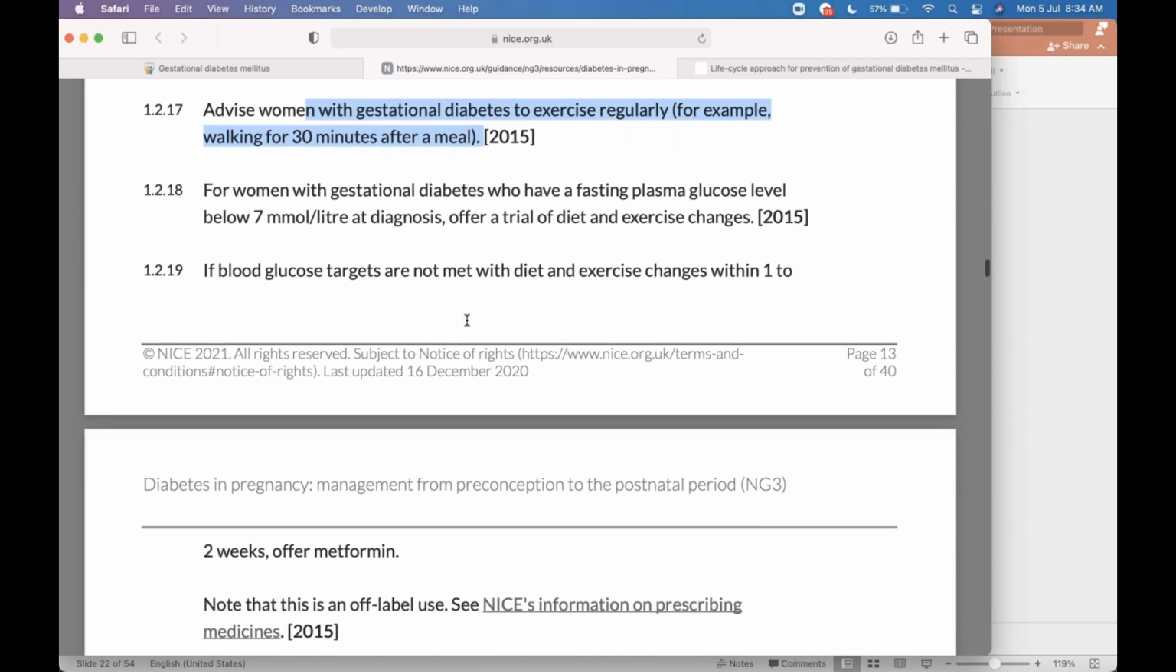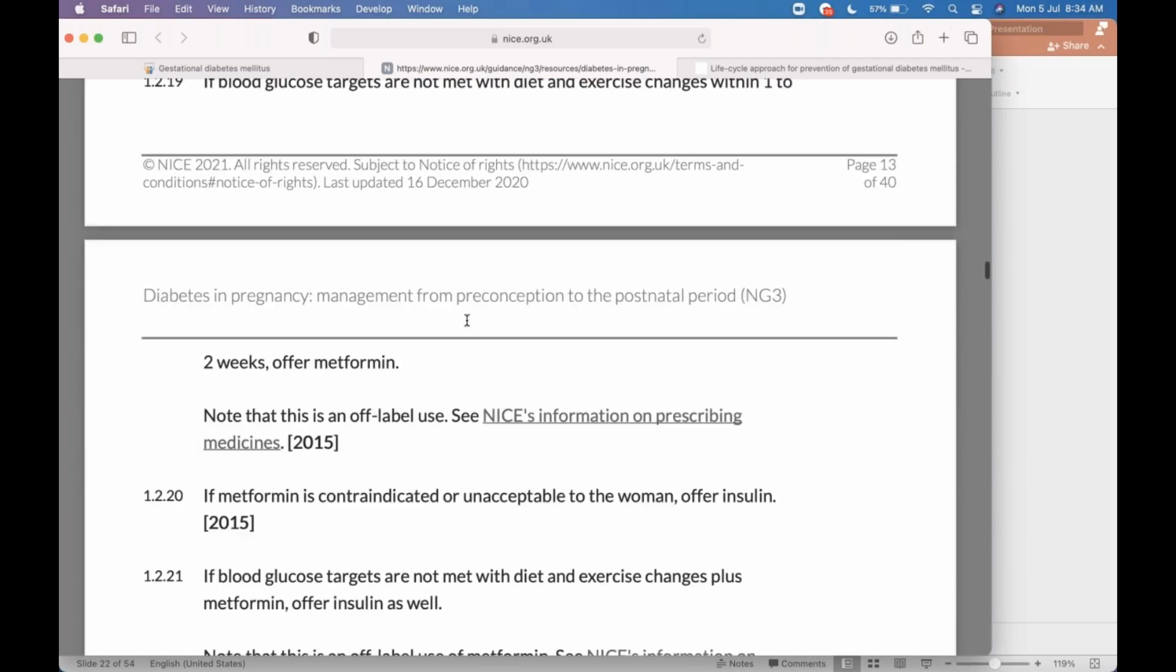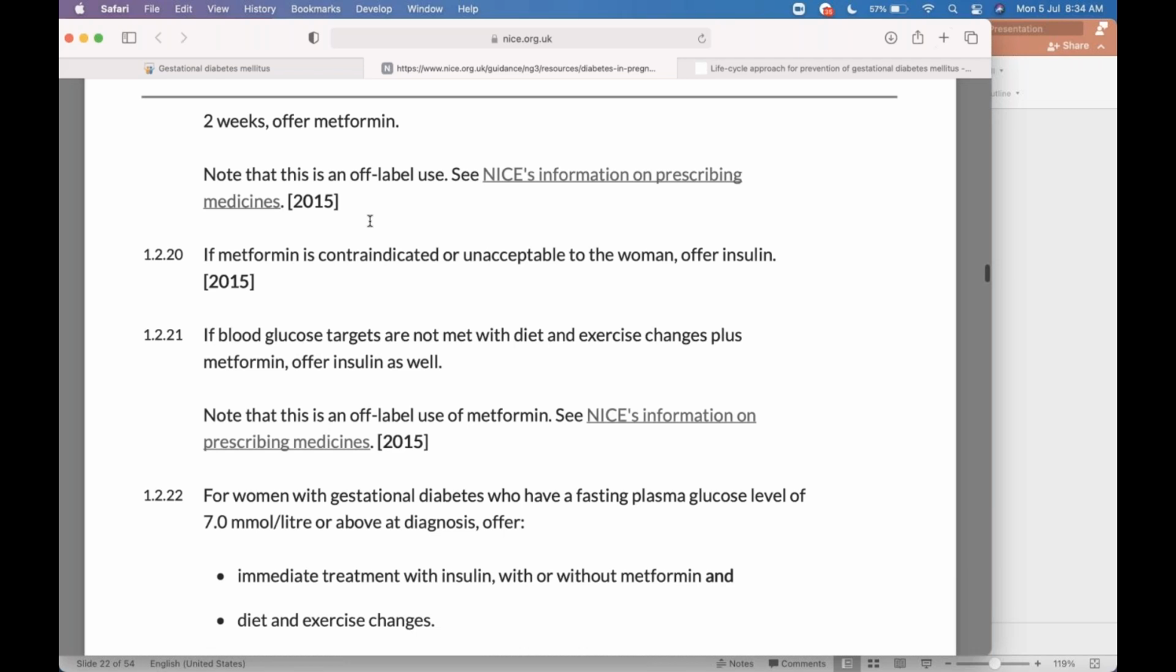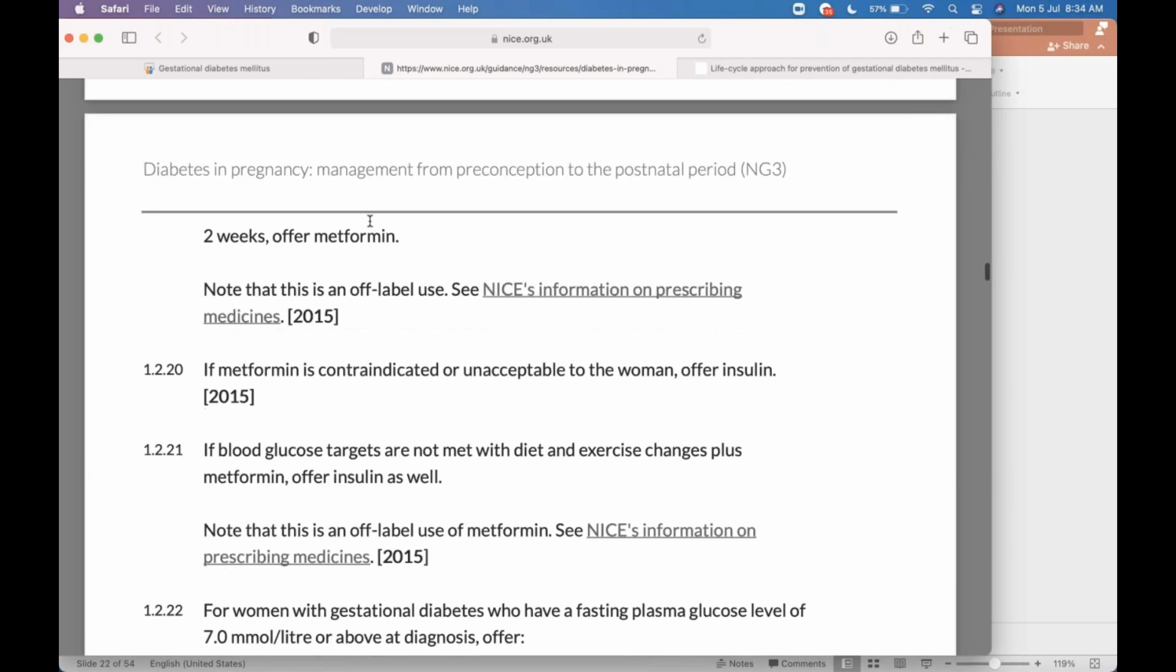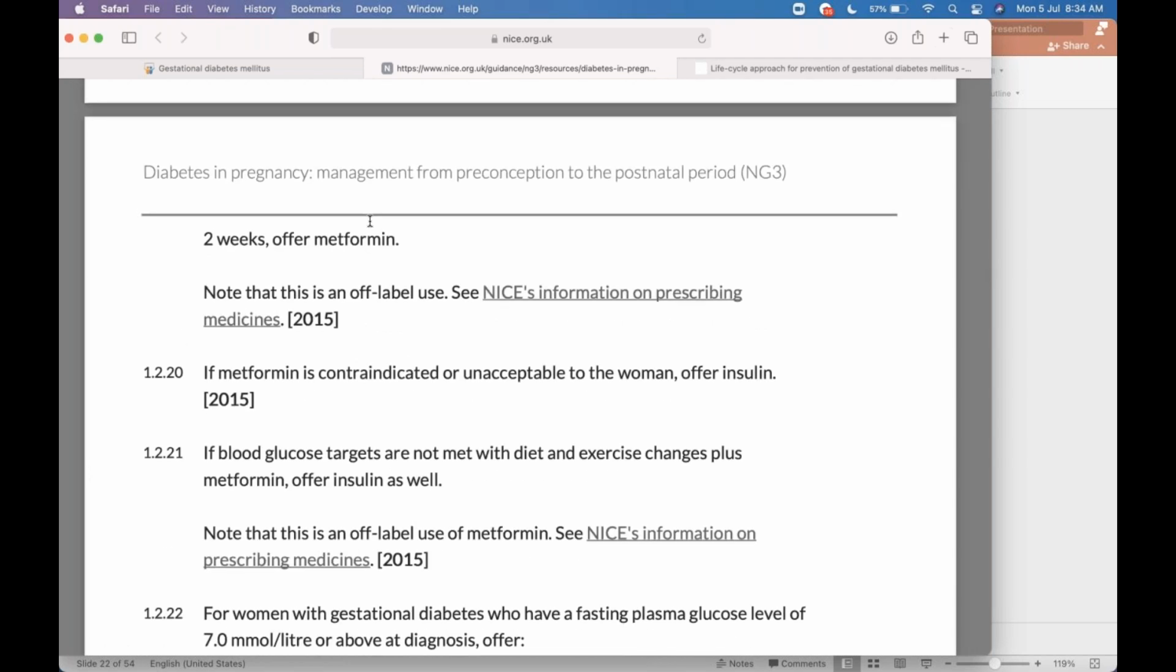Okay, let's not read this now. So I had told you in the beginning that if the patient has type 1 diabetes, we will definitely go for insulin, but if the patient has type 2 diabetes and is already on metformin, we will continue her metformin. If she is not tolerating it, we will switch over to insulin.